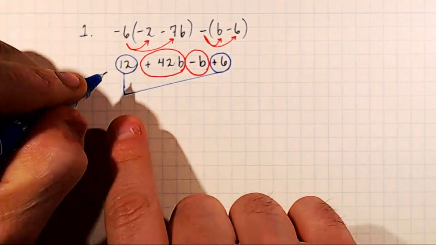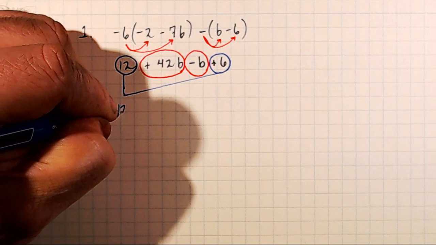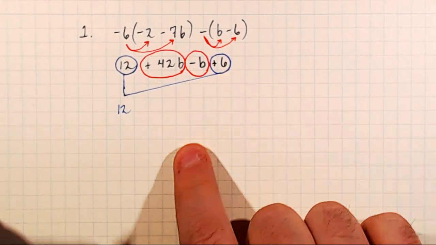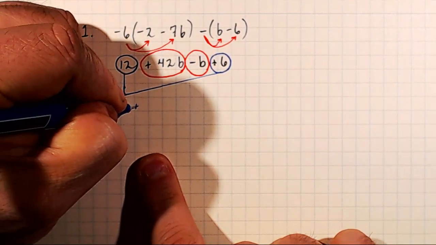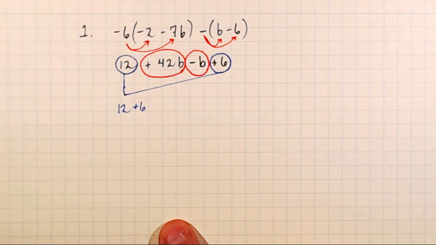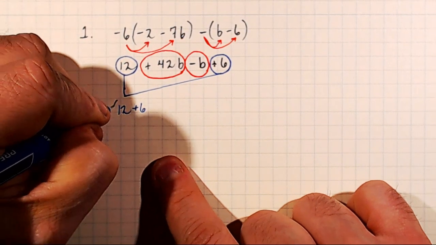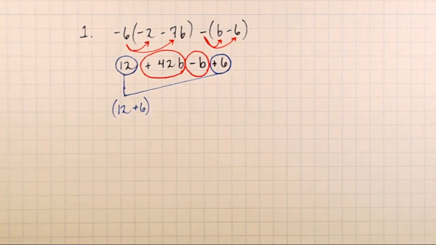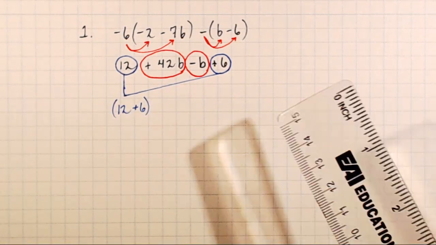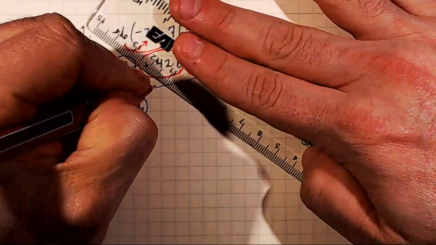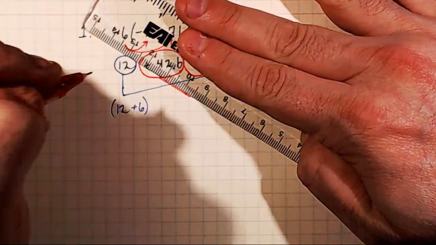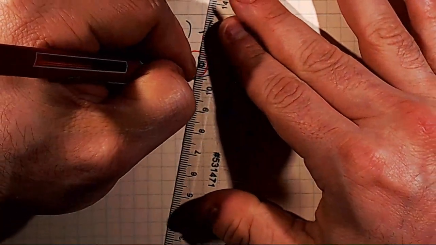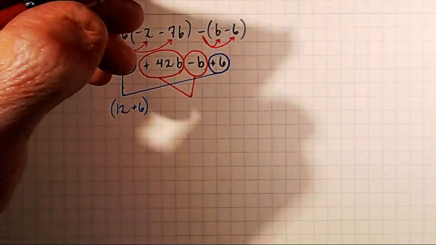Okay, so I have 12 and then positive 6, or plus 6. I'll put those in parentheses just so I know to handle them together. And then I have this other group of b terms. Okay, so here's my b terms.